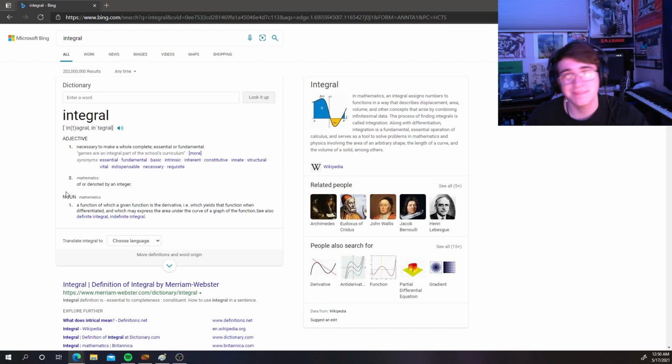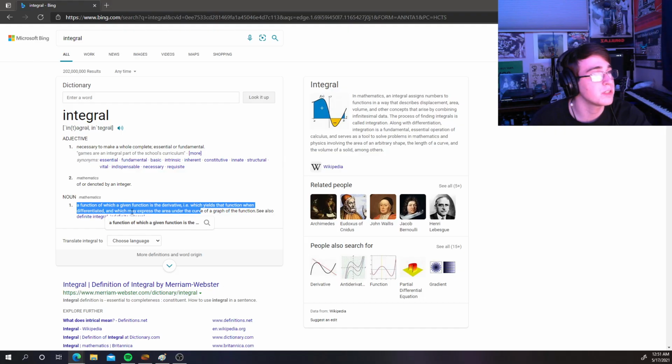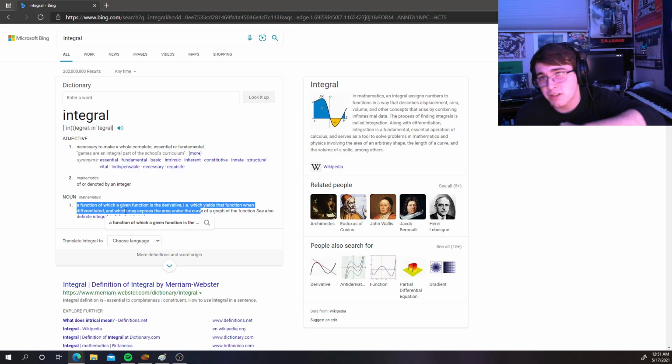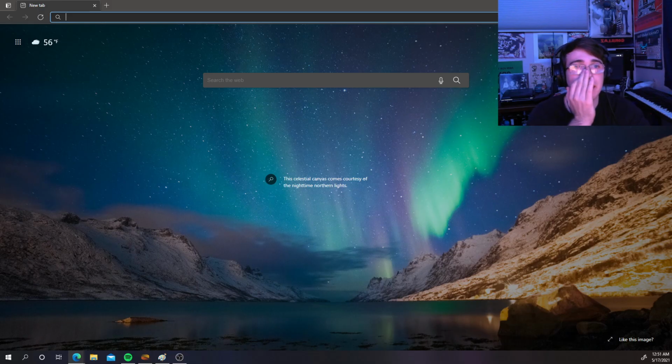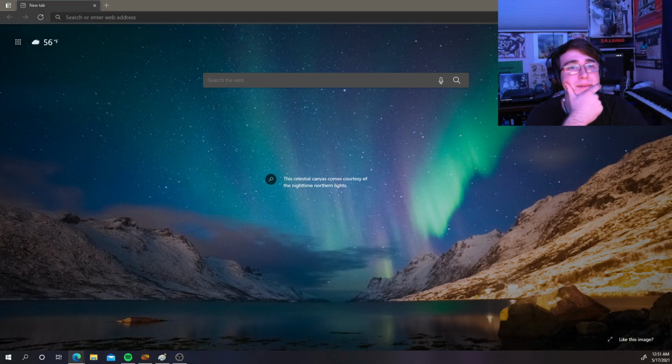Okay, cool, sick. And the other term we're working with is integral. Not as much, but it's involved. Not to be concerned with integral, which is necessary to make a whole complete, that it's essential or fundamental. Instead, we're talking about this definition down here. A function of which a given function is the derivative. So basically doing the reverse of a derivative. It's kind of like wiping the makeup off of a function to find the original function.